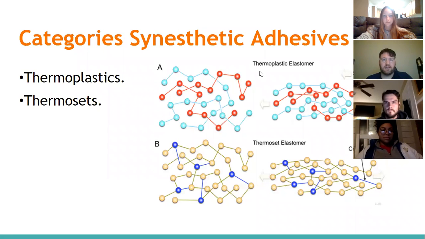Categories of synthetic adhesives are thermoplastic and thermoset. Thermoplastics are bonded by stress, and thermosets are bonded by crosslink. Next slide.